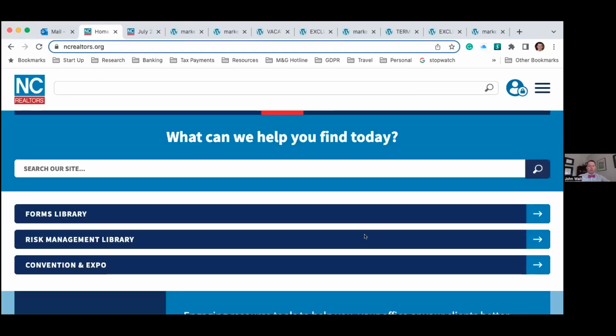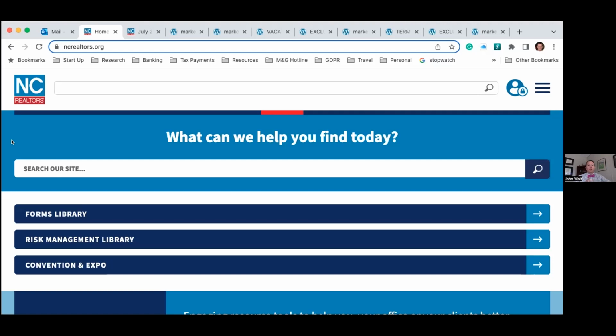We recently revamped the NC Realtors website, and it was something that I was very much looking forward to. I think the NCR staff has done a great job with it. Like any other website, when you first roll it out, it's going to have some hiccups, but the upgrades to this website are very significant compared to the old website.